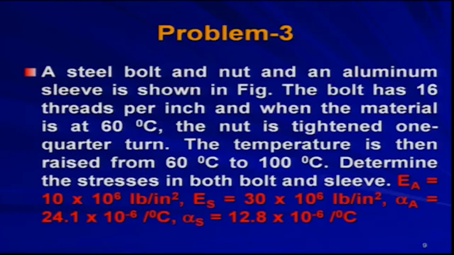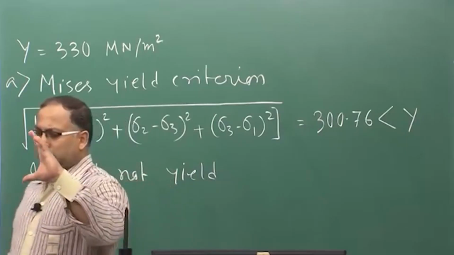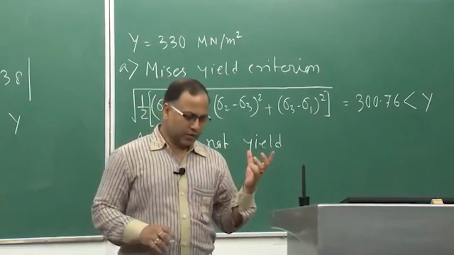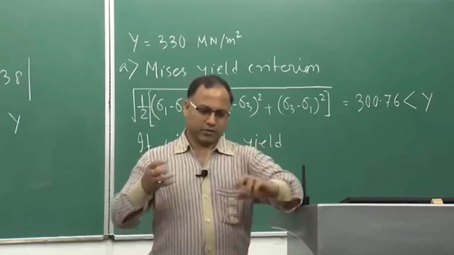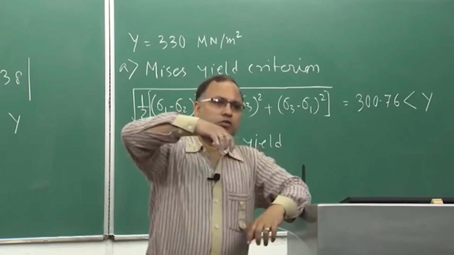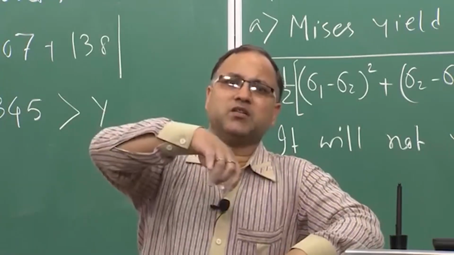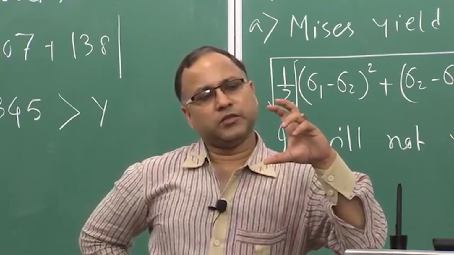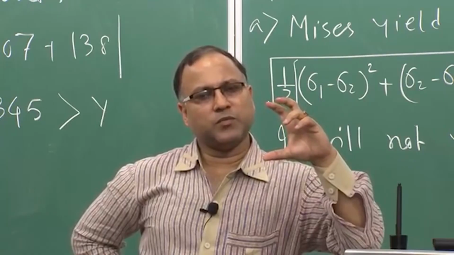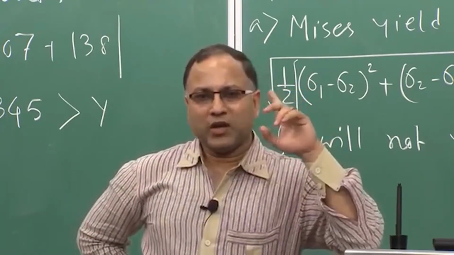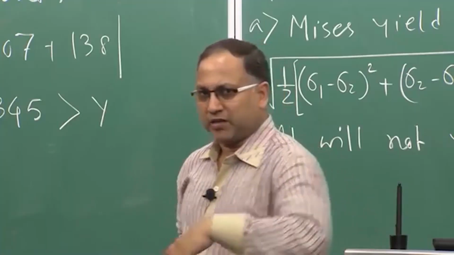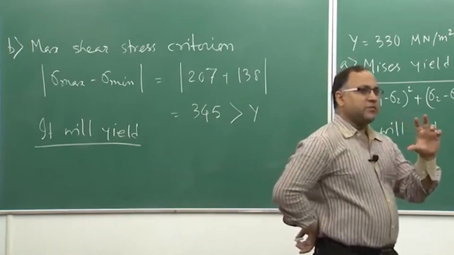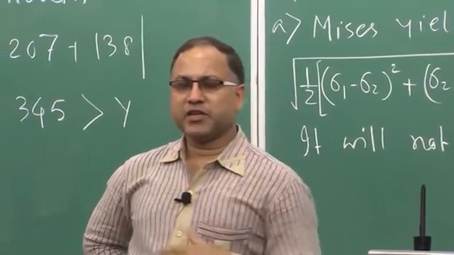Okay. So, the problem is something like this: you have an assembly of nut, bolt and sleeve. In that assembly you give 1/4 turn of the nut. Due to that turn, the bolt as well as sleeve will be experiencing some mechanical strain at 60° centigrade, and that mechanical strain we can calculate.